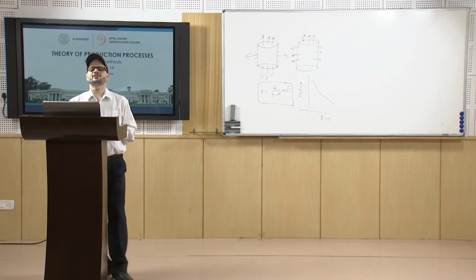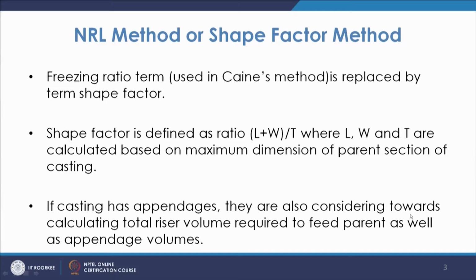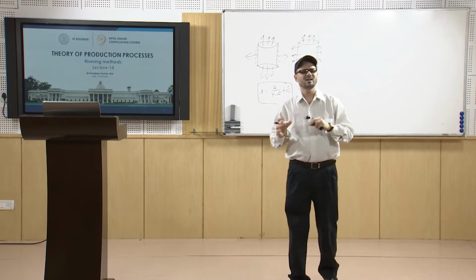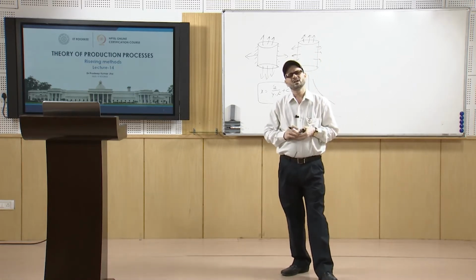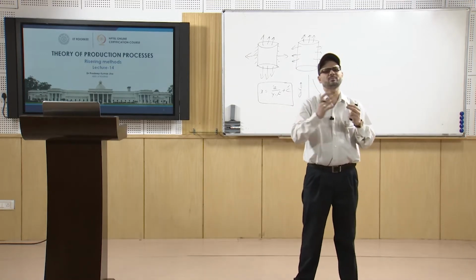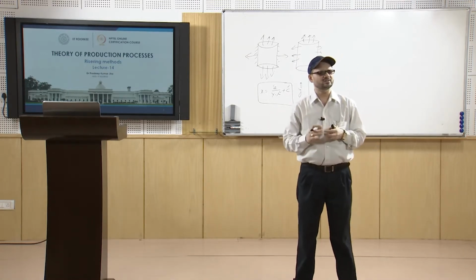Now, in this case, if the casting has appendages, they are also considered towards calculating the total riser volume. What is meant is, because you have length, width and thickness dimensions, these dimensions are taken into consideration. The casting is taken as either a plate or a bar, that cross section.